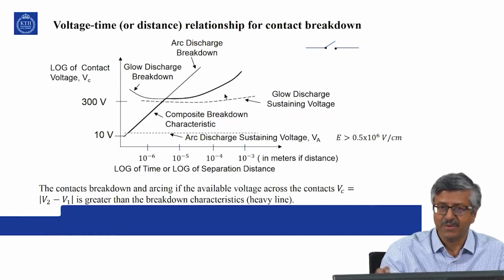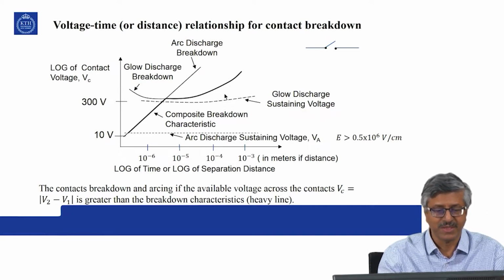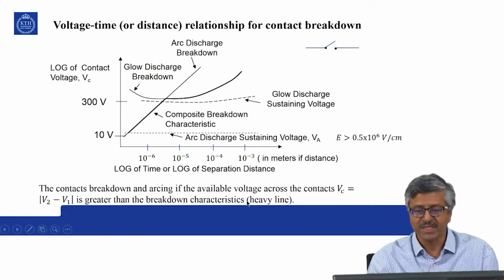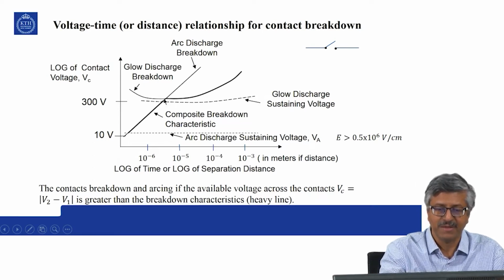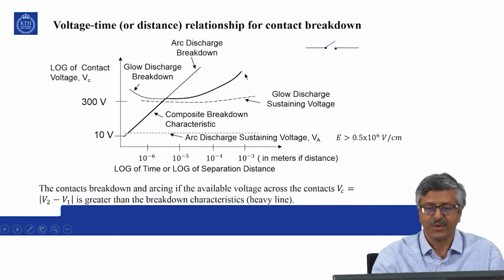So, then you will have noises associated with switches. So, the contact breakdown and arcing, if the voltage across the contact Vc equal to V2 minus V1 is greater than the breakdown characteristic, this heavy line. Below that you do not have that breakdown.